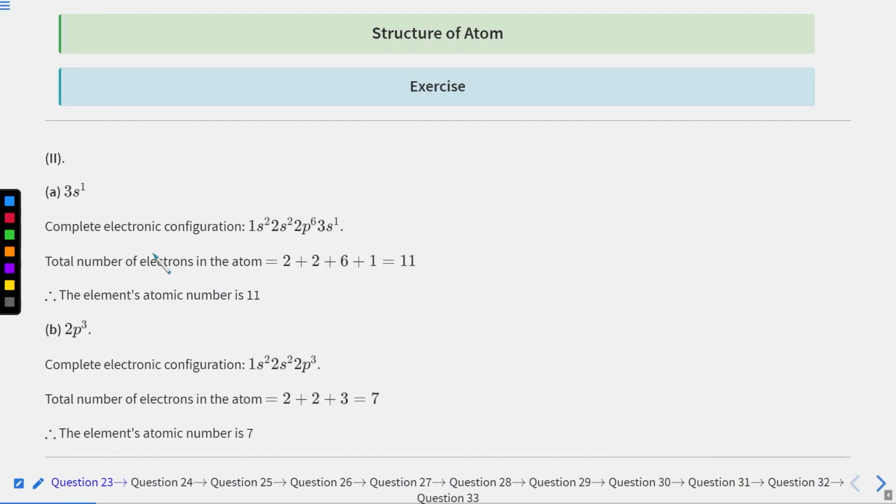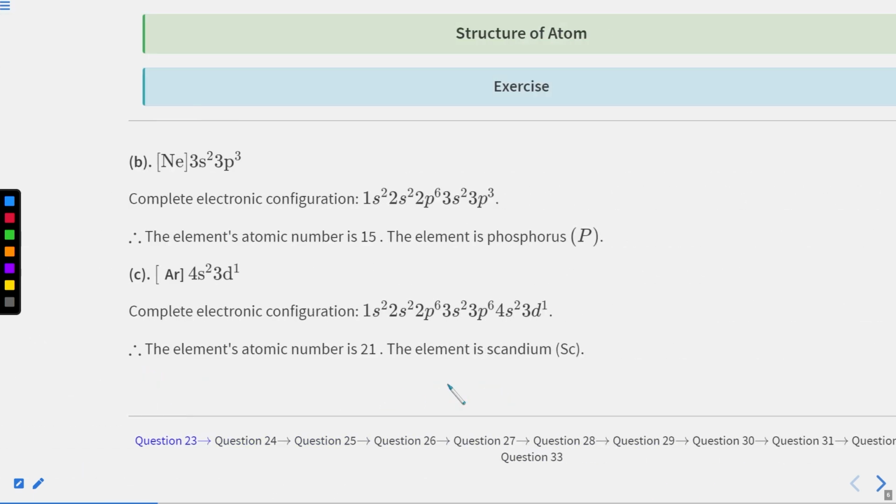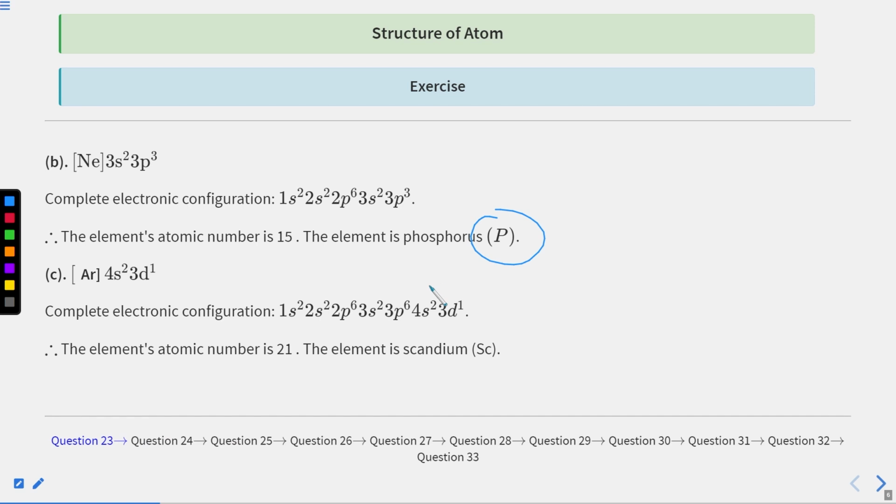Next, you have to write the complete electronic configuration first. We have written this also. We have seen it was 11. Then 2p3, it was 2, 2 and 3, that is 7. And for 3p5 we have 1s2, 2s2, 2p6, 3s2, 3p5, that is 17. Next, we have to write the name of that atom. It is lithium for the initial one. Second one we had phosphorus. Third one we have scandium. Clear?